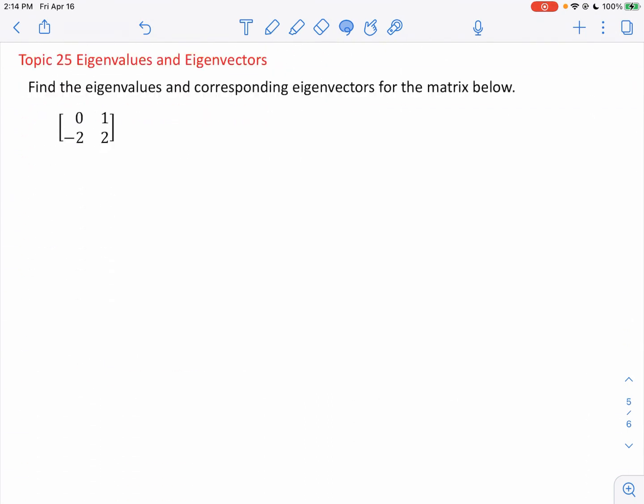Next example, find the eigenvalues and corresponding eigenvectors for the matrix below. Okay, once again, we begin by subtracting r from the main diagonal and doing a determinant. So we have the determinant: 0 minus r is negative r. The entries not on the main diagonal don't change. And then we have 2 minus r. Do that determinant, set it equal to 0, and solve for r.